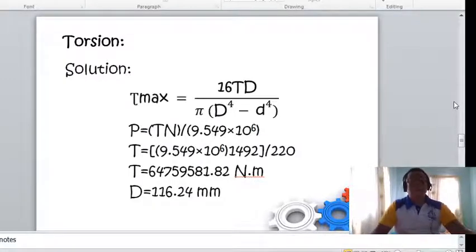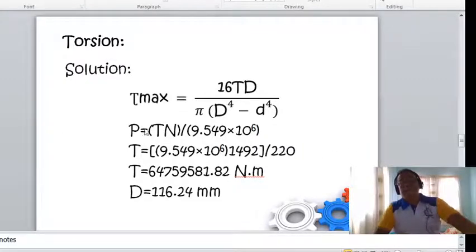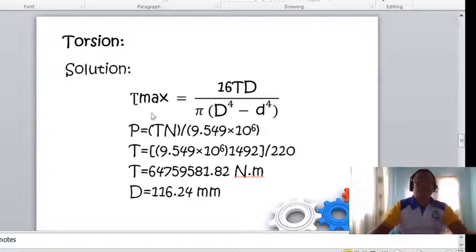Okay? So, from the equation, take note that the given here is in SI units. So, take note that for the power here, we have a denominator of 9.54 times 10 raised to 6. Anyway, this is just a conversion. Okay? So, do not be misled by this constant at the denominator. But anyway, the power is defined as power equals 2 pi Tn over 60. Okay? So, just use that equation.